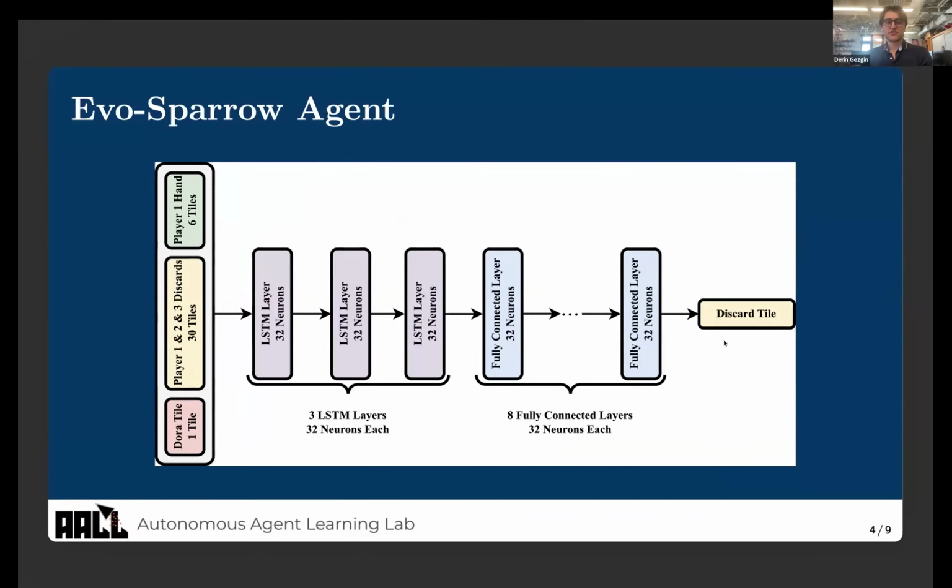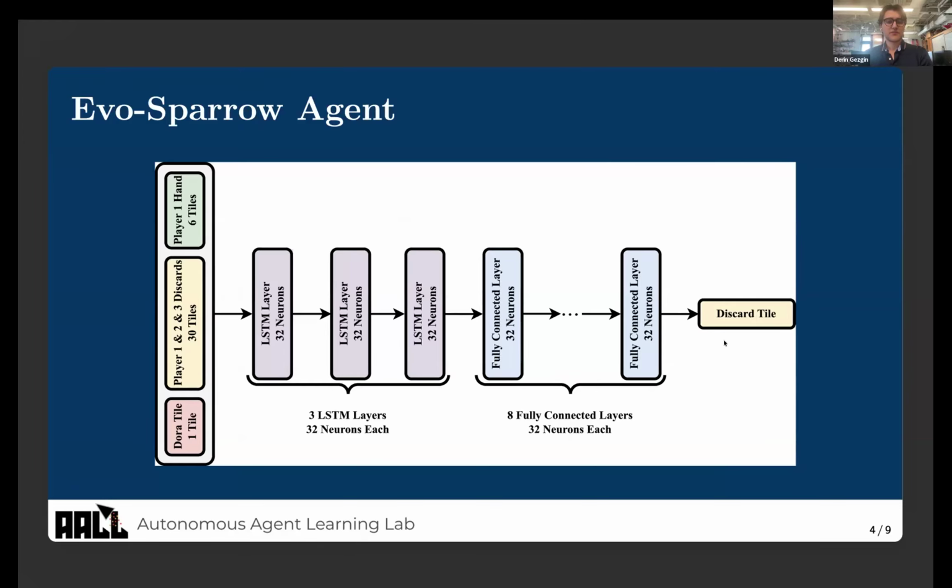So our agent basically utilizes a long short-term memory network. And in this network, we input 3 different main things. The first thing is the Dora tile, which is the top gray tile I showed in the previous slide. Then the discards of the 3 players throughout the game, because that's information we can see, and the hand of our own in the game, which is the 6 tiles. And this is passed through 3 LSTM layers and 8 fully connected layers, which all have sizes of 32, and our network decides which tile to discard. And in short, we optimize the weights of this long short-term memory network using CMA-ES.